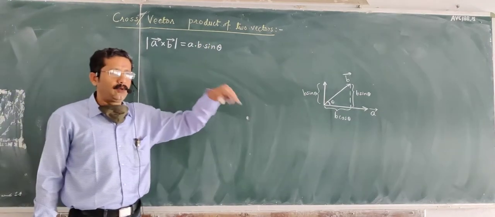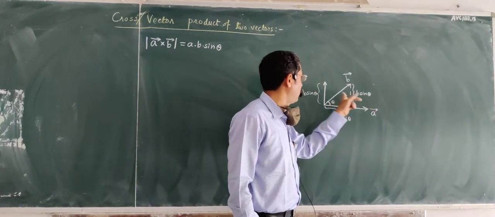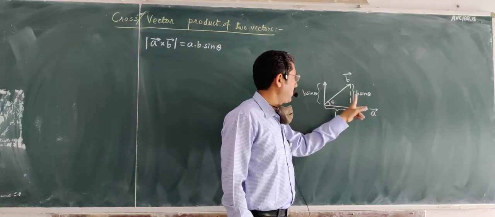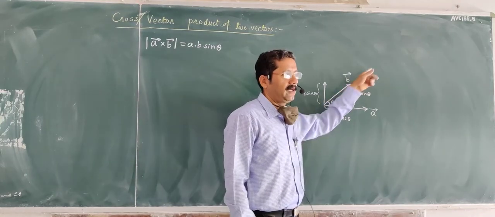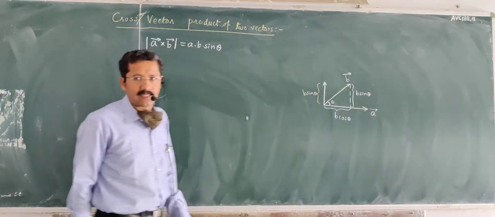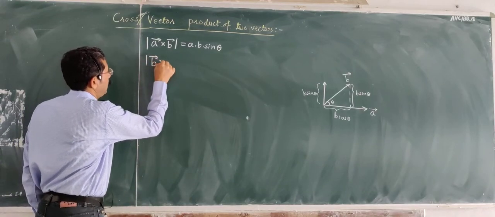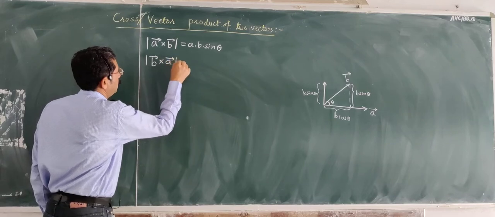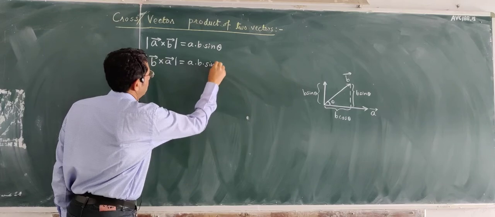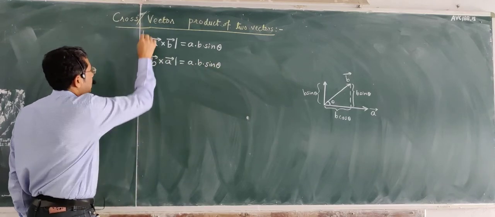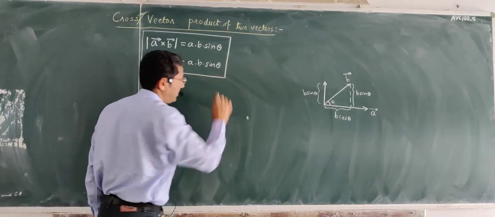How much is the magnitude of B cross A? It will be the same. If I drop a perpendicular from A on this B, that perpendicular which we draw, its length will be A sin theta. So A sin theta into B will also be equal to AB sin theta. So you would find that this B cross A is also equal to A into B into sine of theta. But while saying it, I have specifically said the magnitude of A cross B and the magnitude of B cross A.